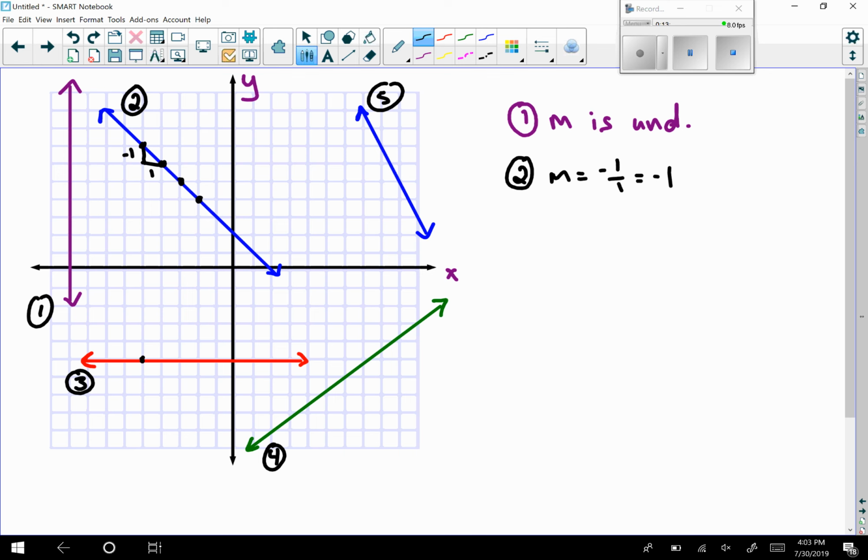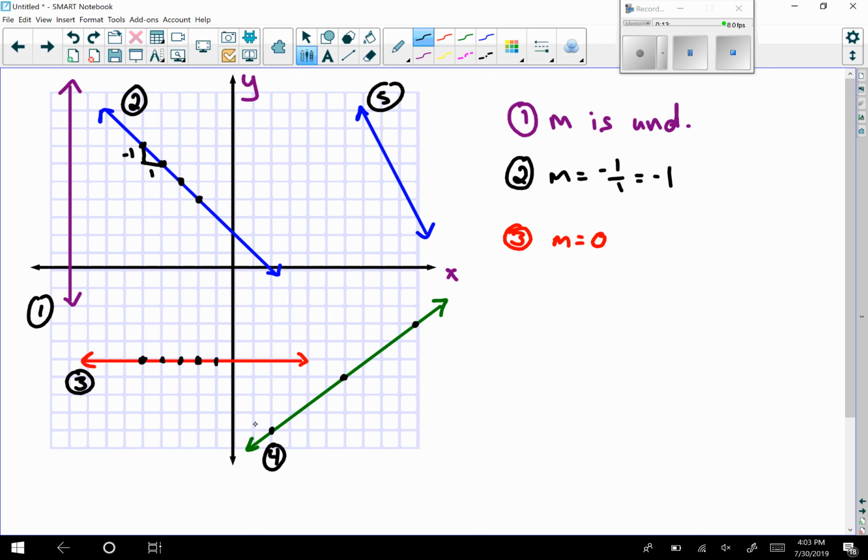In number 3, we have a horizontal line. Our points are just lining up horizontally. So here our slope M is 0. Number 4, we have a line that's going uphill left to right. Let me find some nice points here. Let's see where we had them.